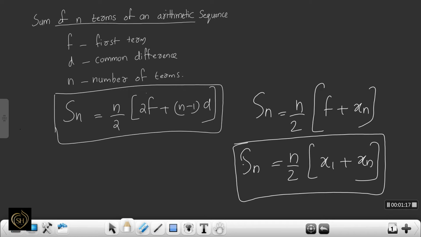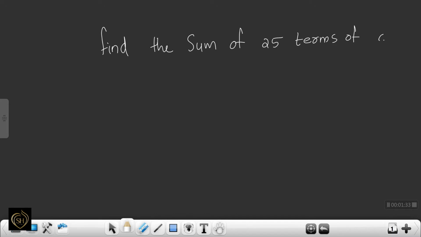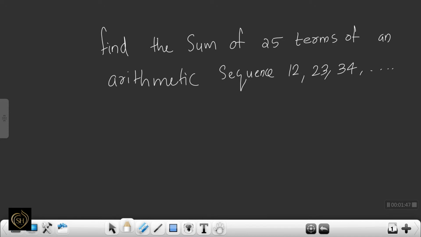Now write a question. Question number 1. Find the sum of 25 terms of an arithmetic sequence 12, 23, 34, etc.